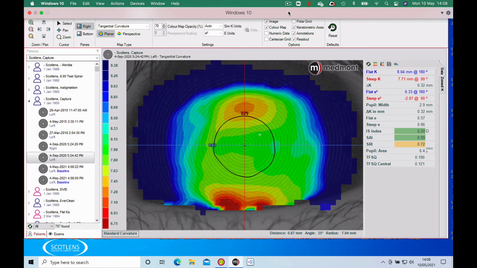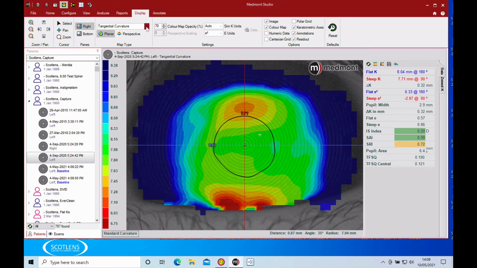Okay, let's have a look at some of the basic map types. Now there's obviously lots of different map types that we've got. So we've got axial, tangential again, height, refractive power and elevation. So these are the basic ones that we're going to cover. We're going to start off with the tangential plot. It's kind of the easiest one to understand.